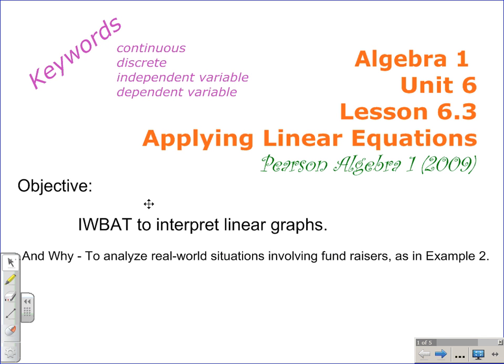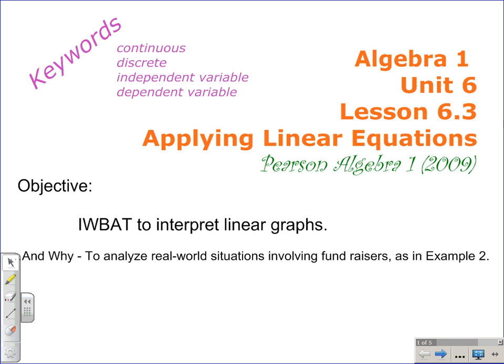I'm Mr. Polarski, and our objective today is I will be able to interpret linear graphs. Key word in that objective is interpret. We're going to learn how to read a linear graph, interpreting what the labels and slope and y-intercept mean.